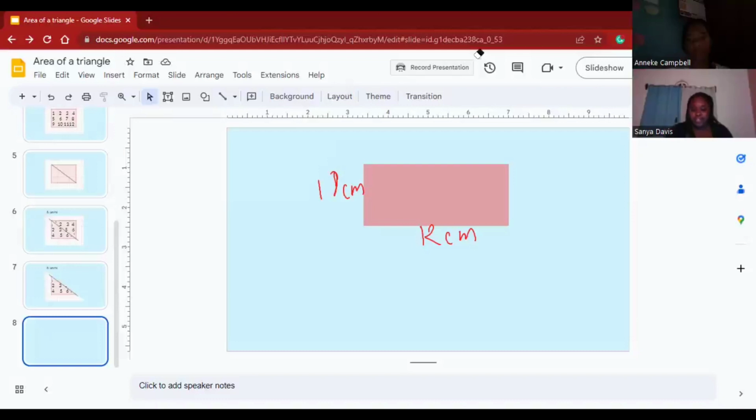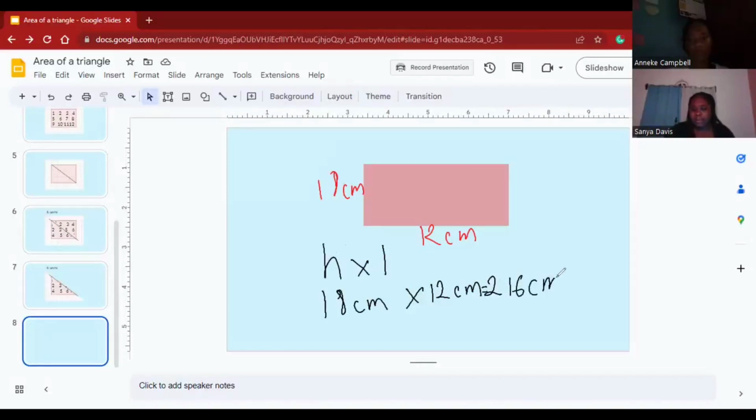Let me try this question. So first, I am going to find the area of the rectangle. To find the area of a rectangle, it is the height, which is 18 centimeters, times the length, which is 12 centimeters. And that will give me a value of 216 centimeters squared.